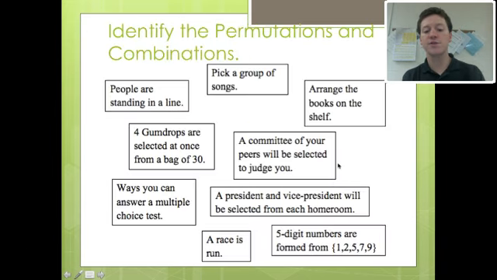So here's a couple examples here. I'm going to just kind of let it sit here for a moment or two. Look through. Can you identify which of these are a permutation and a combination?